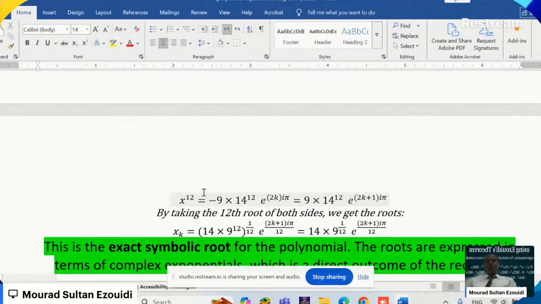x raised to the power 12 equals negative 9 times 14 raised to the power 12 times exponential 2k i pi. Here the minus 1, I will put inside the exponential raised to i pi, because minus 1 is equal to exponential i pi, cosine pi plus i sine pi, where cosine pi is minus 1, so it's written here. Now you see, this is x raised to the power 12.